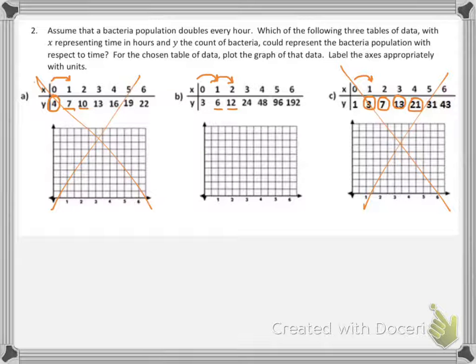And then we just have to label our axis and plot the points. So let's start with our x value. That's time. So I'm going to put time down here on our x-axis. And it is in hours. So we're measuring the time in hours across the x-axis. The y-axis is going to be the number of bacteria.